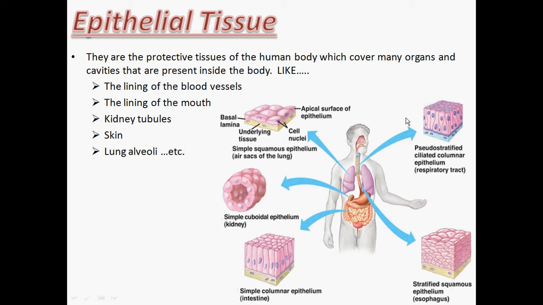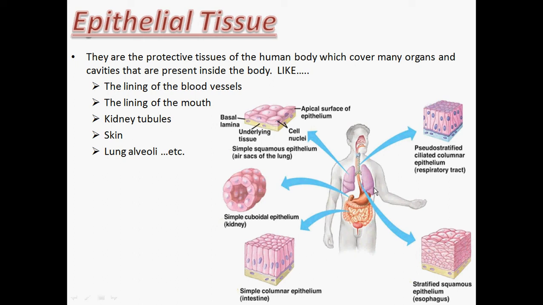There are various other regions like the lining of the blood vessels, the lining of the mouth, and the skin. There are various regions where the epithelial tissue is mostly present. So from here we can easily understand that epithelial tissue is a kind of protective tissue of the human body, which covers many organs and cavities that are present inside the body.